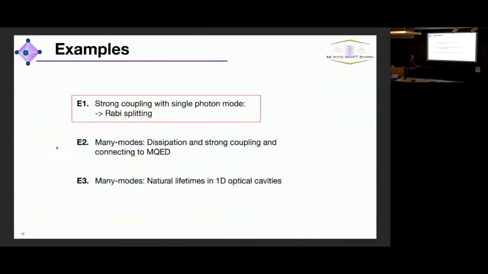Okay, so we have already successfully done the first example, right? Just strong coupling with a single photon mode. So here we had this problem. We have this spectrum, and then we just choose a single photon mode around 7 eV with some coupling strength, and then we see the Rabi splitting, right? So maybe we are happy with that, but it's just a single mode.